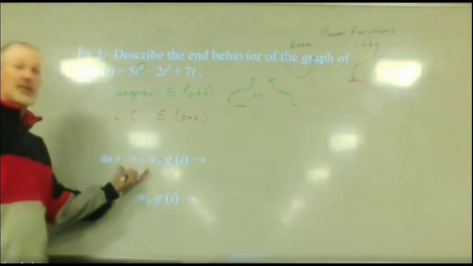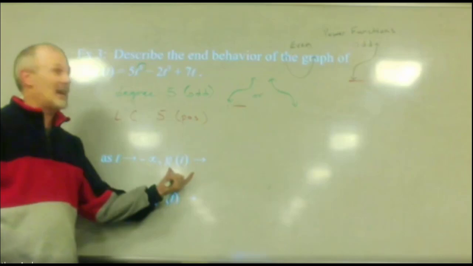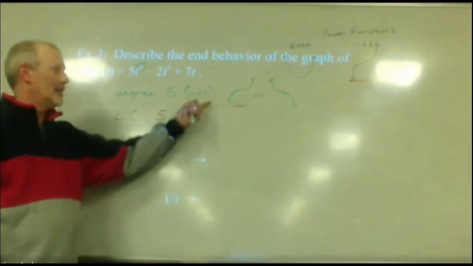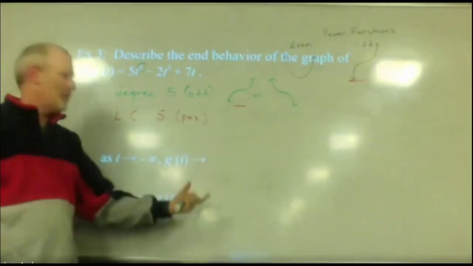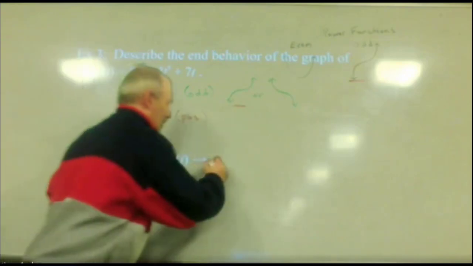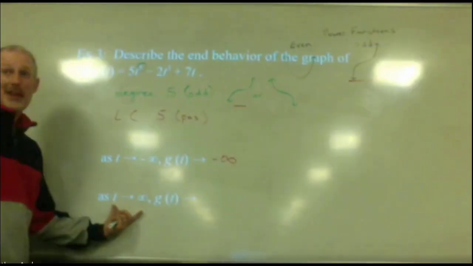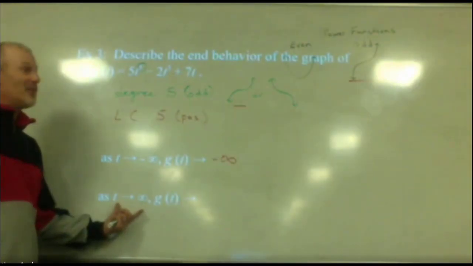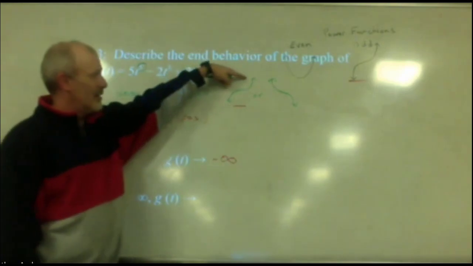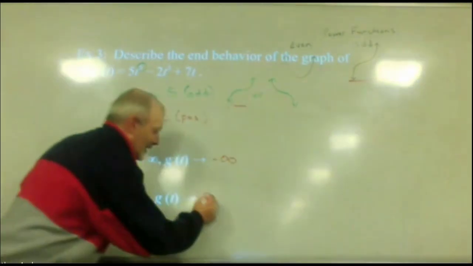So this is talking about the left-hand side. What is our function doing on the left-hand side? It's going down. How do we describe that? Negative infinity. Okay. And then this is talking about the right-hand side. What is our function doing on the right-hand side? Going up. So we're going to put in positive infinity to describe that.